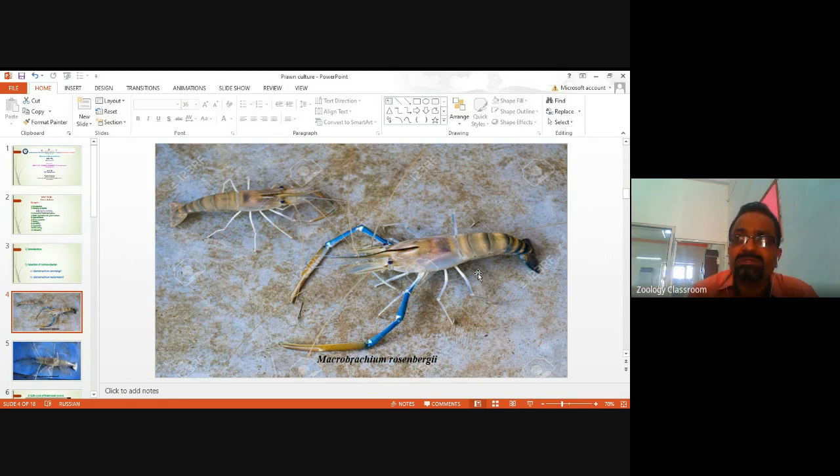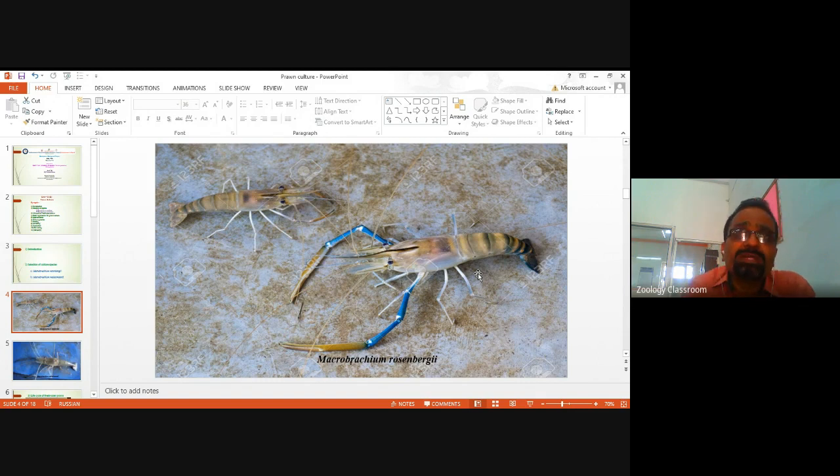Can you tell me the difference? Yes, Nikita. The second chelate leg is huge, large in the case of male. In both the sexes, you will find the first and second legs are chelate, but the second chelate leg of the male is very enormous, huge, and large, and that is what we can make out the difference whether the prawn is male or female.